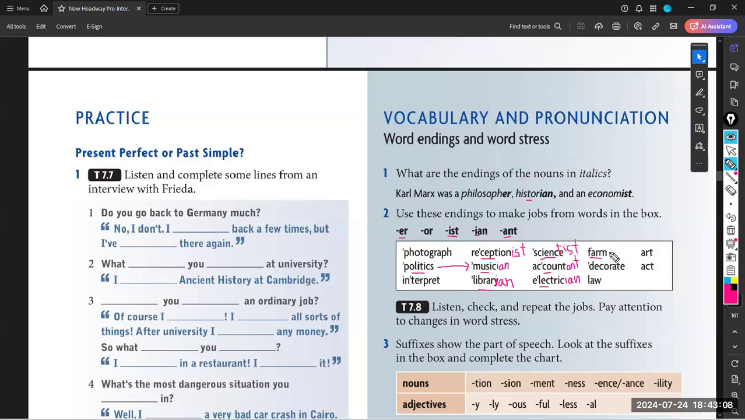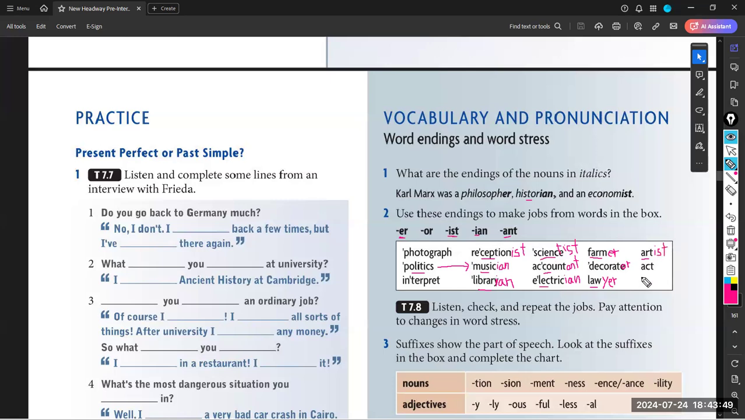Now we have farm. Farmer. Farmer, exactly, ER. Now we have decorate. Decorator. Yes, decorator, exactly. The person who decorates the walls, for example, or something else. Law. Lawyer. Lawyer, thank you. But I have to add Y, then I have to add the ER. So, law, lawyer. Now we have art. What is the suffix? Artist. Artist, thank you.